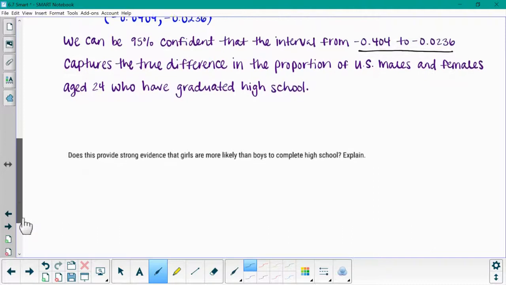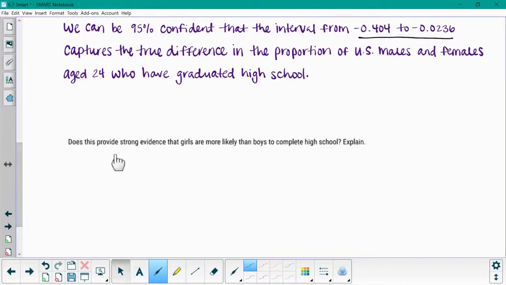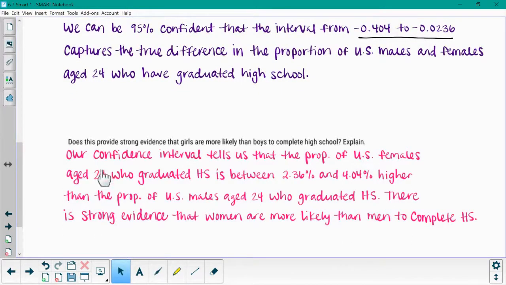So in some statistic language, our confidence interval is telling us that the proportion of U.S. females, context, age 24, who graduated high school, is between 2.36% and 4.04% higher. Higher is important than the proportion of U.S. males, age 24, who graduated high school. There is going to be strong evidence that women are more likely than men to complete high school.